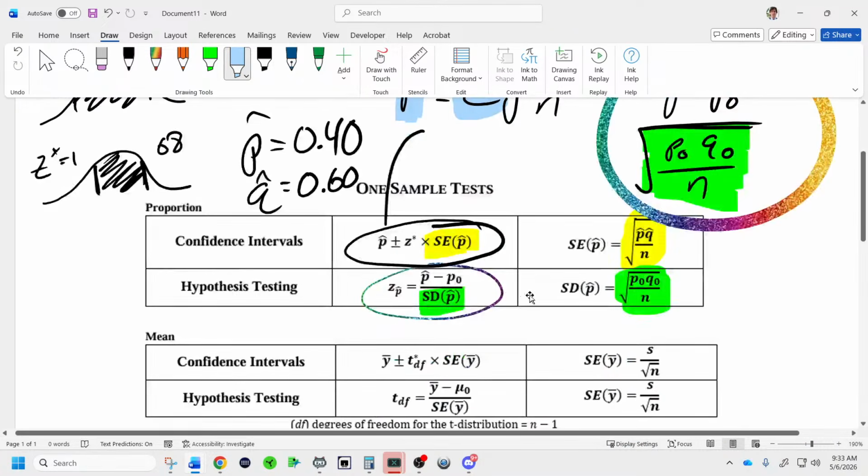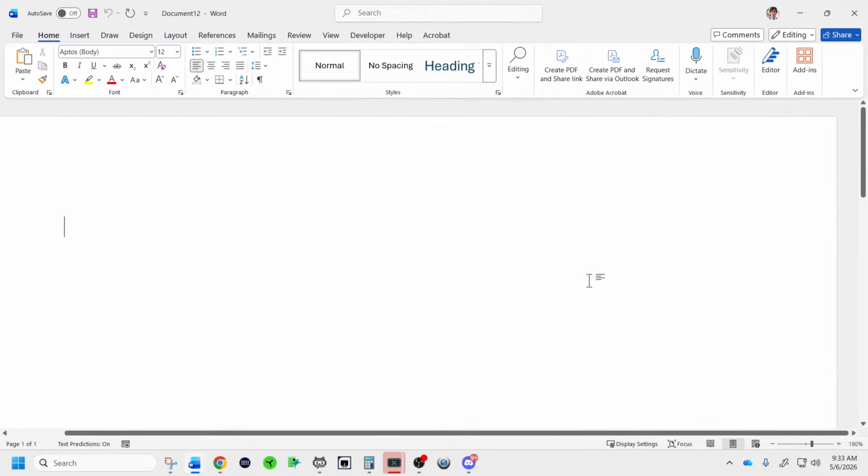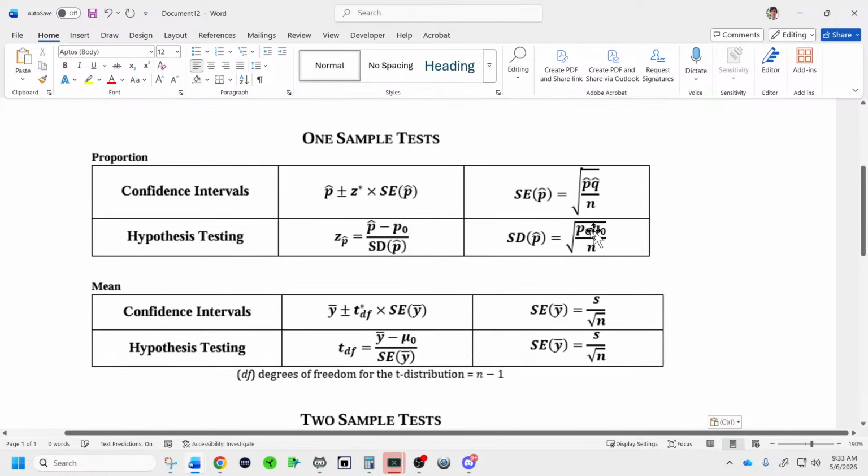So let's do a new clean sheet right here. And let's talk about the test down here.